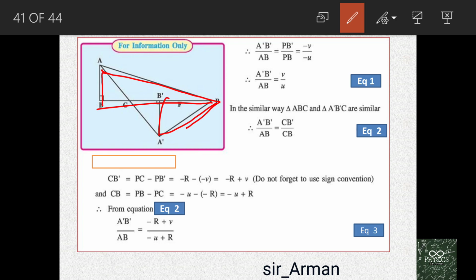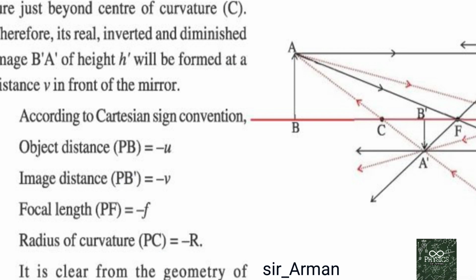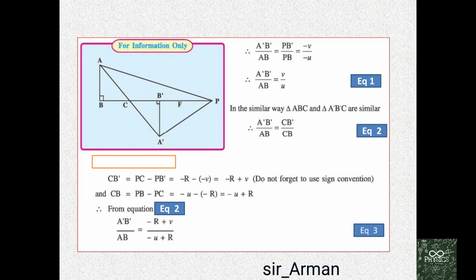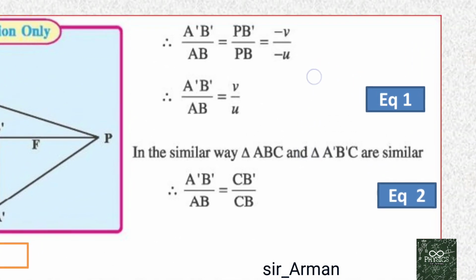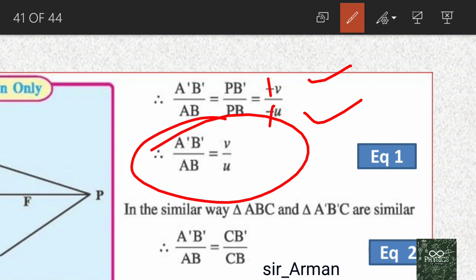So from the similarity of triangles, from that theorem, we can take the ratio of these two sides. Both the ratios are equal because these triangles are similar. So A'B' by AB is equal to PB' by PB. Now from the Cartesian sign convention, we have obtained that PB is equal to minus u and PB' is equal to minus v, so we put that in the equation. Minus minus plus. So we get our first equation, A'B' by AB is equal to v by u. This is our equation 1.